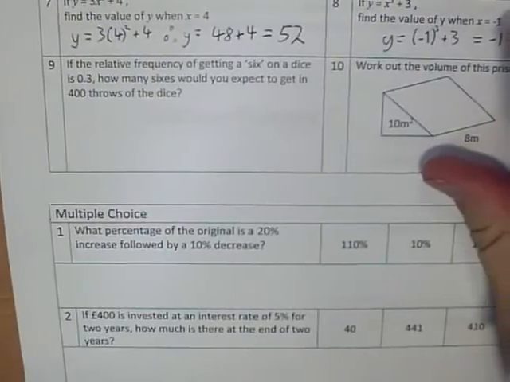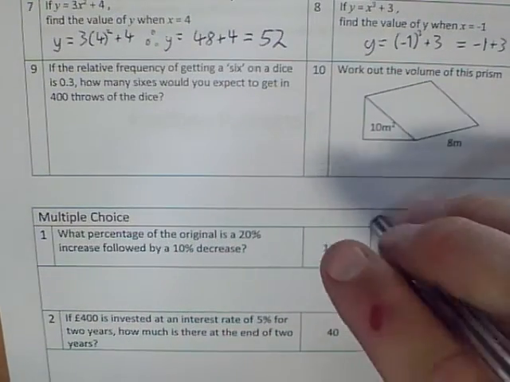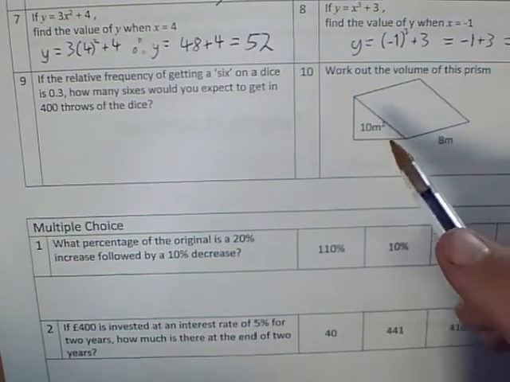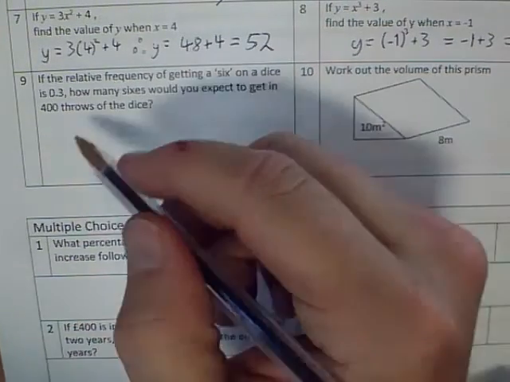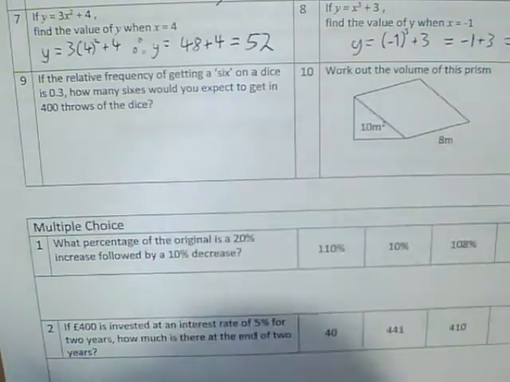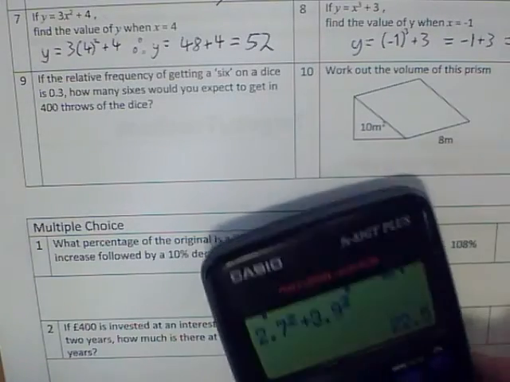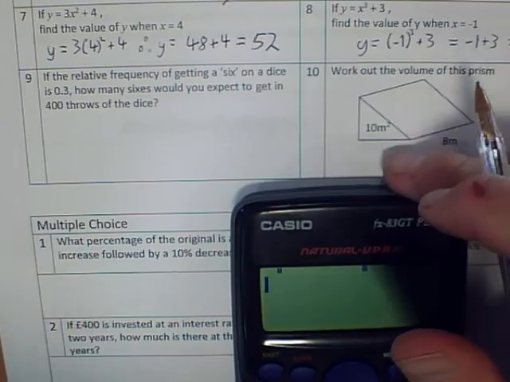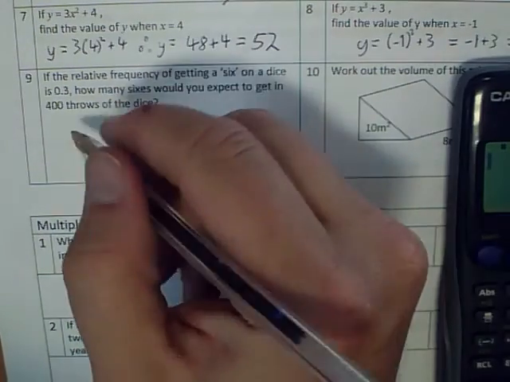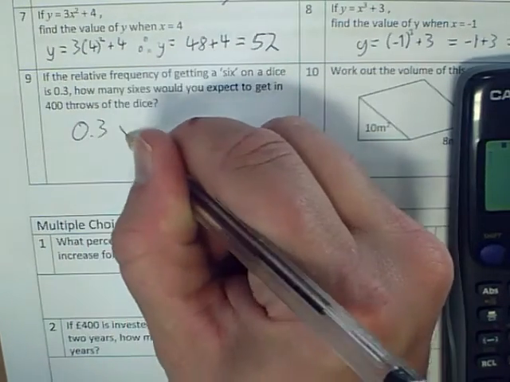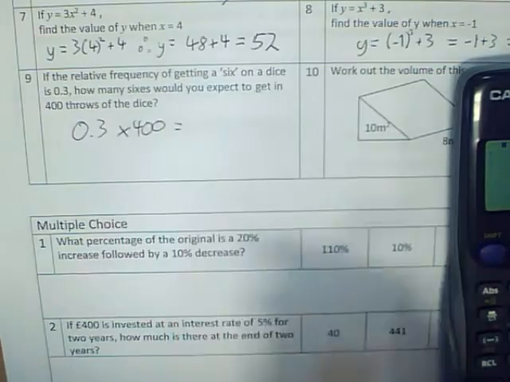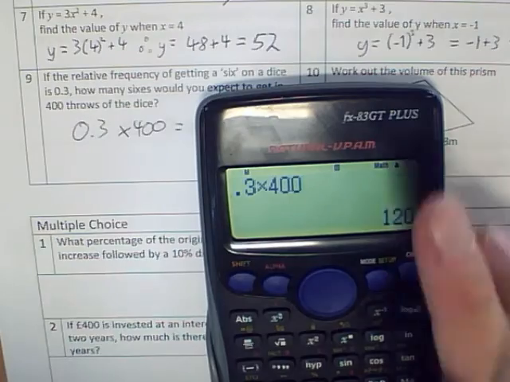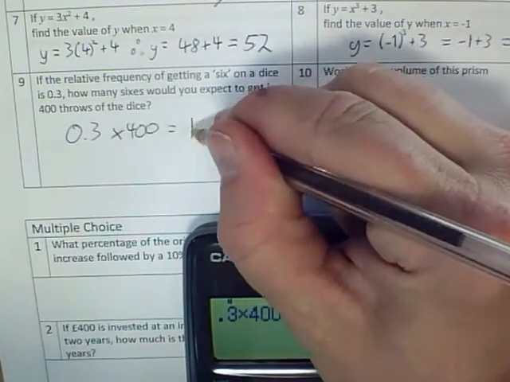Question 9. If the relative frequency of getting a 6 on a dice is 0.3, how many 6s would you expect to get in 400 throws of the dice? So it's like 3/10 of the time you're getting a 6. But if you've got a calculator like you have for this test, what I can do is say, right, that will be 0.3 times by 400. I would expect to get 0.3 times 400 equals 120 6s in this case.